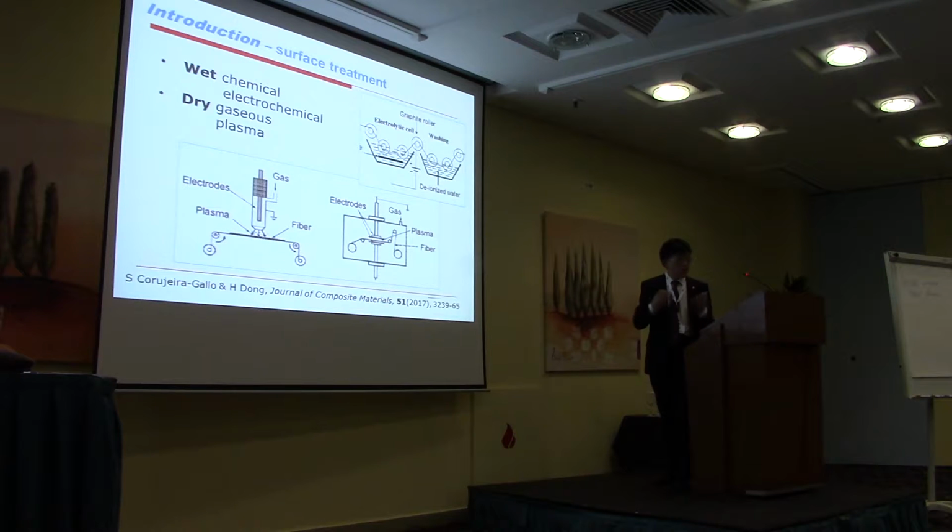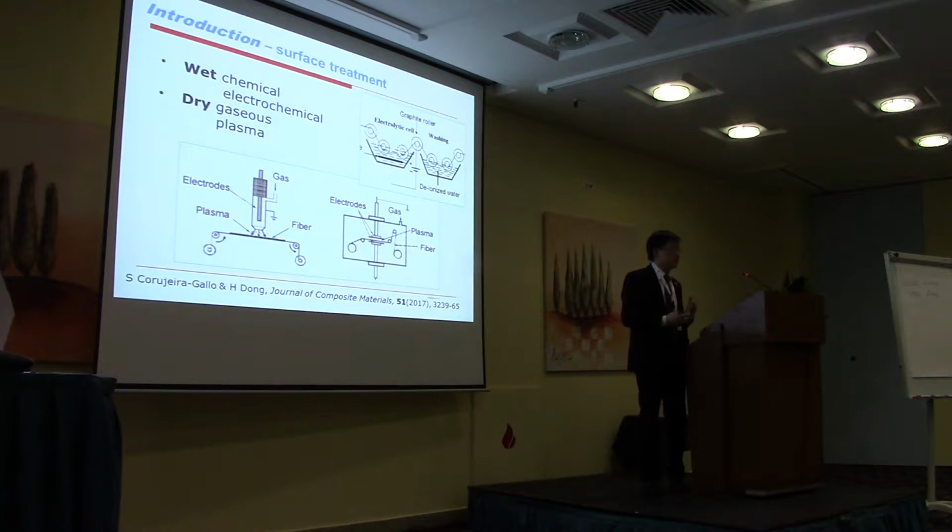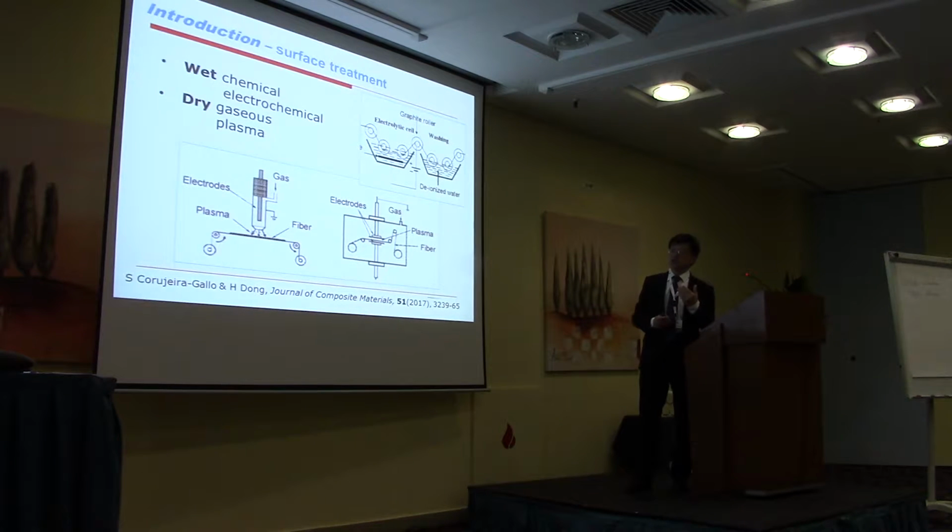On the other hand, there is the dry process. You can use gases, you can use plasma. For the wet process, yes, you can change the surface chemistry. However, it is difficult, if not impossible, to improve the inertness of these base planes of a carbon fiber surface. And the plasma process can do both: confer functional groups to the surface, and also change the surface inertness of the carbon fiber.